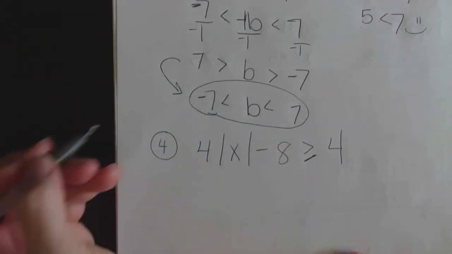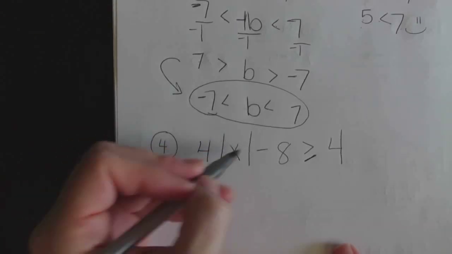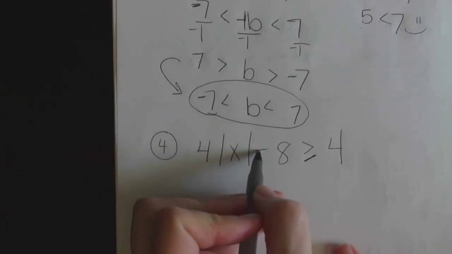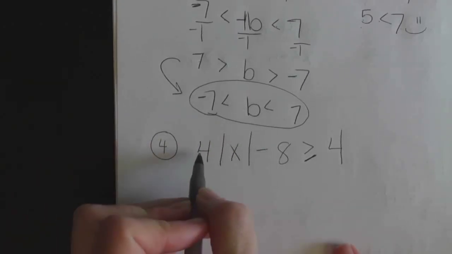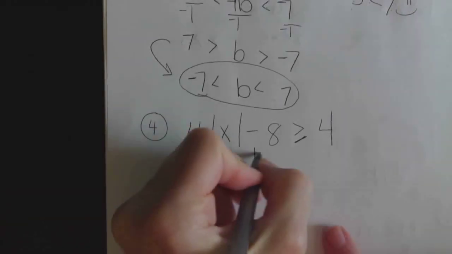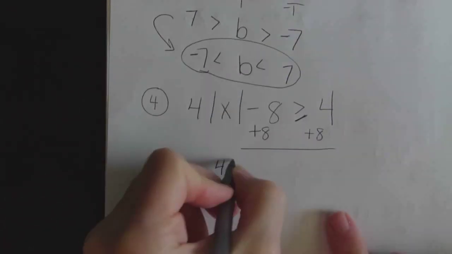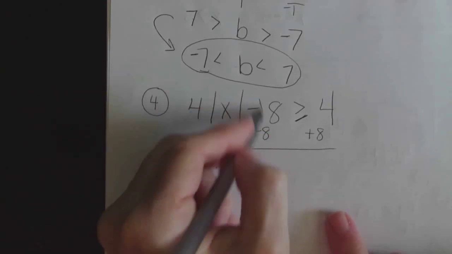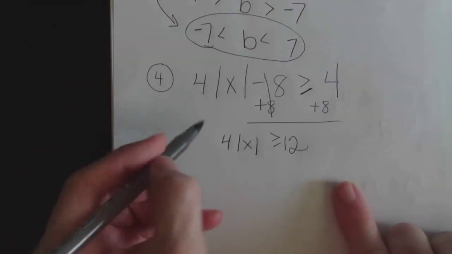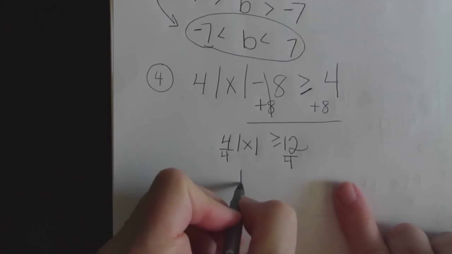Okay. And the last one for this video is number 4. I thought we'd take it back to another greater than. In fact, this one I made greater than or equal to. Now you definitely see I've got some stuff outside of the absolute value here on the left side of the equation. So we need to get rid of this minus 8, and we also need to get rid of the 4. So first, we should add the 8 over. Let's add 8 to both sides, which is going to give us 4 absolute value of x is greater than or equal to 12.